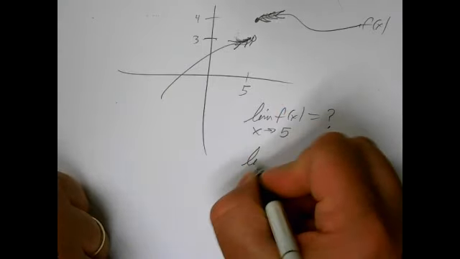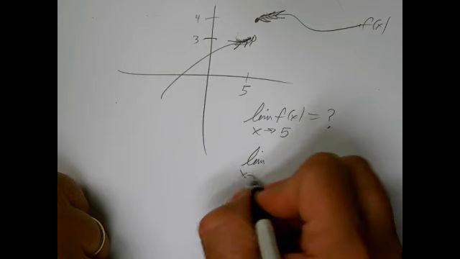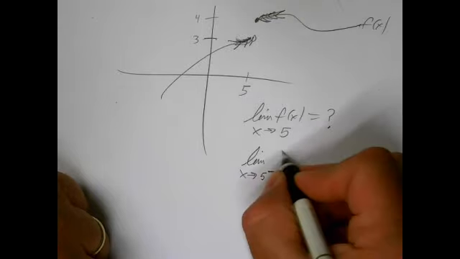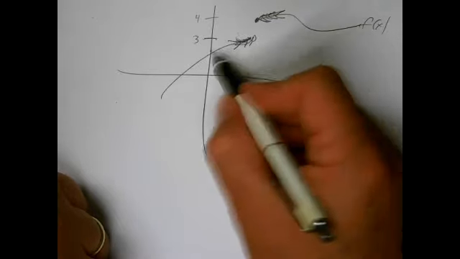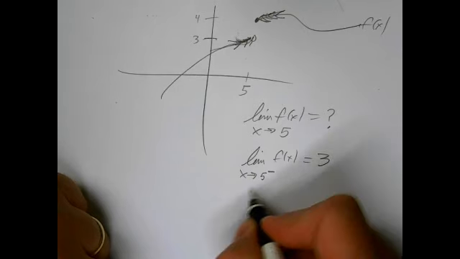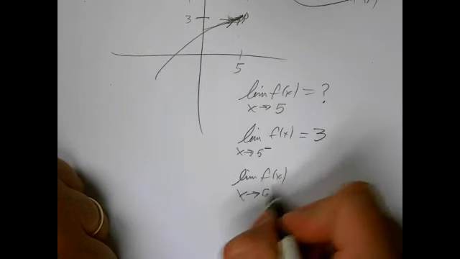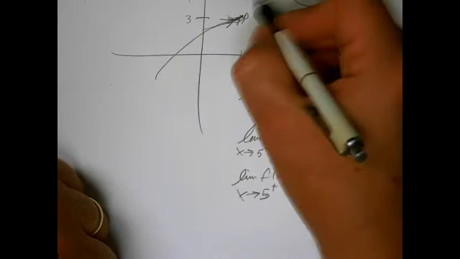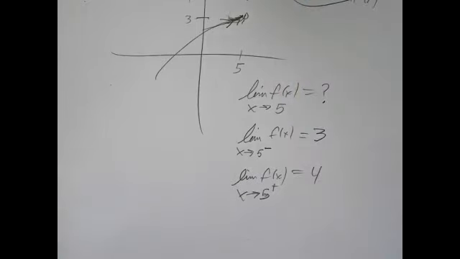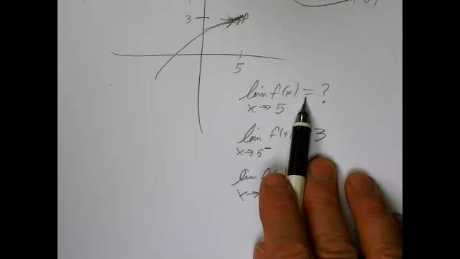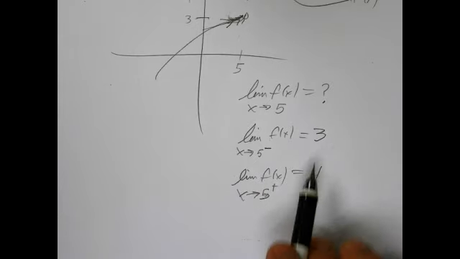Therefore, we write the limit as x approaches 5 from the left-hand side, which is what that little negative superscript means, of f of x. Again, as I'm coming in from the left, it's heading towards 3. The limit of f of x as x approaches 5 from the right, as you're coming in up here on the right-hand side, you're heading towards 4. All right, so a function can have a left-hand limit. It can have a right-hand limit. It can have what will come to be called an overall limit. It can have 1, 2, or 3 of these things.